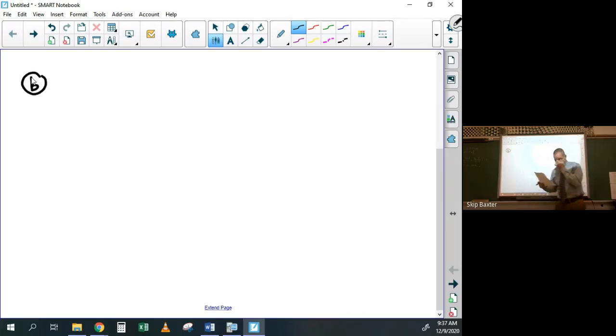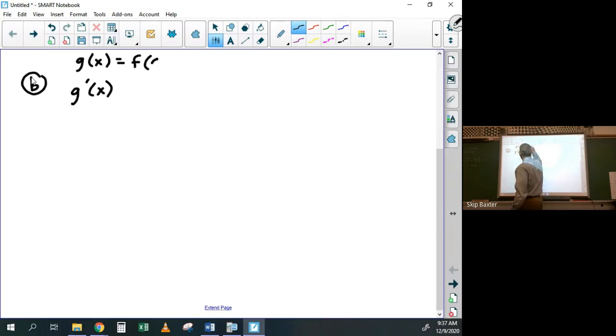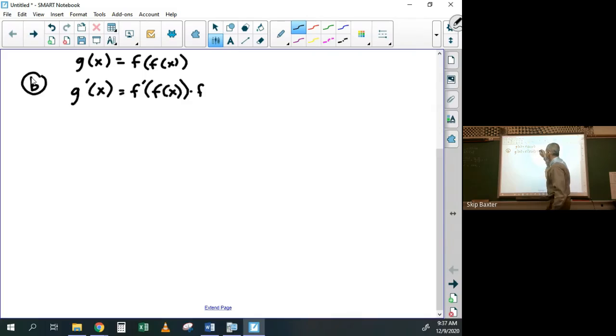Okay. Part B. It says show that g prime of 2 equals g prime of 5. You have to actually show that work. All right. So you'd say g prime of x. Remember, g of x is equal to f of f of x. Right. So g prime of x would be f prime of f of x times f prime of x. Right. That's the chain rule.